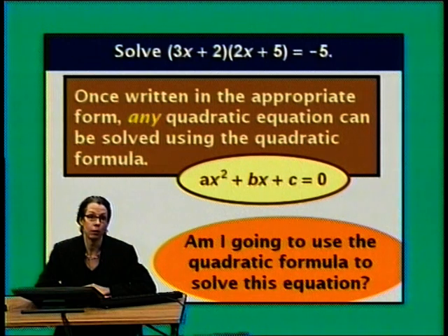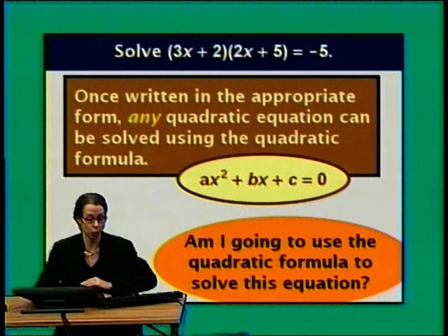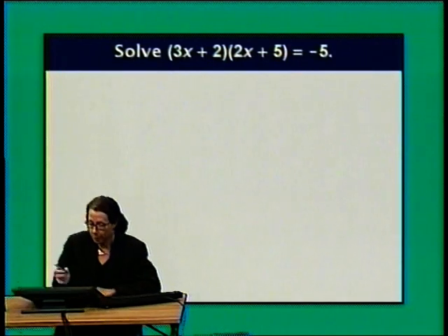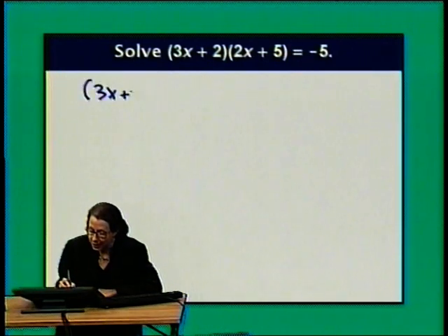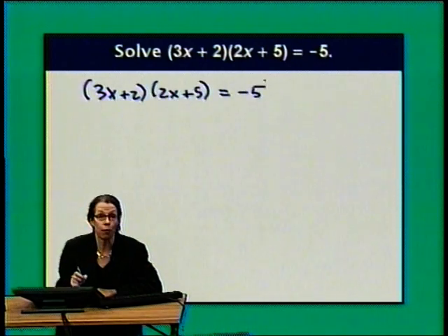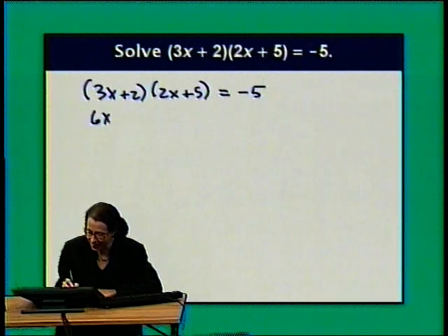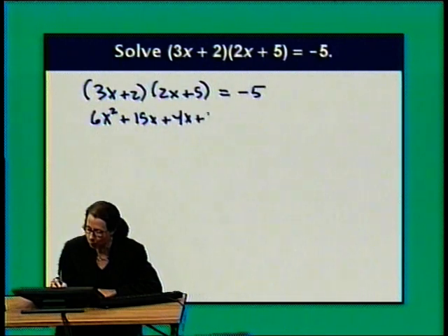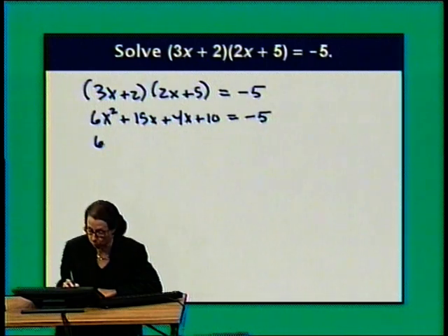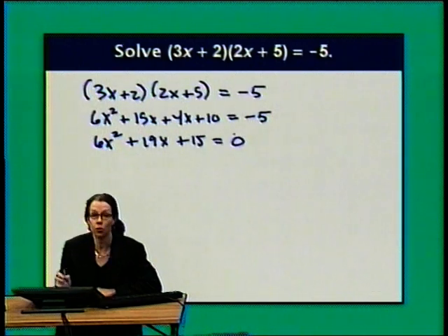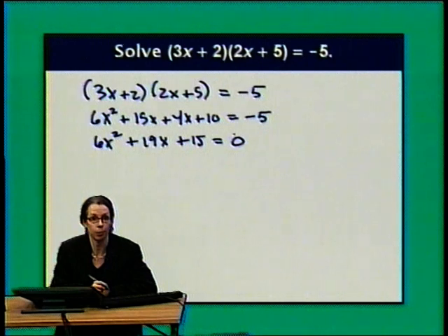So I'm going to start by rewriting this equation into standard form. What I'm going to have to do is expand that product on the left-hand side. So foiling those binomials, I get 6x squared plus 15x plus 4x plus 10 equals -5. Combining the linear terms and adding 5 to both sides of the equation gives me a quadratic equation in standard form. Now I'm going to use the quadratic formula.